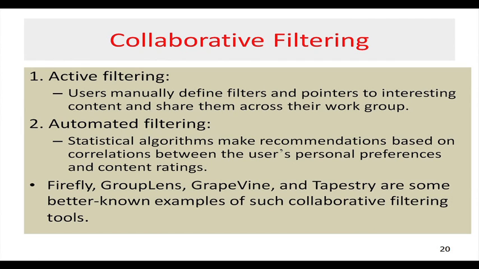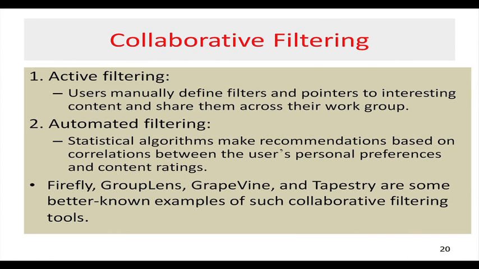Active means that you go for manual filtering, depending upon the kind of content you are interested in, that you want to share, or you go for automated filtering. In the case of automated filtering, you use certain programs, like algorithms, which make recommendations based upon your preferences and content ratings.